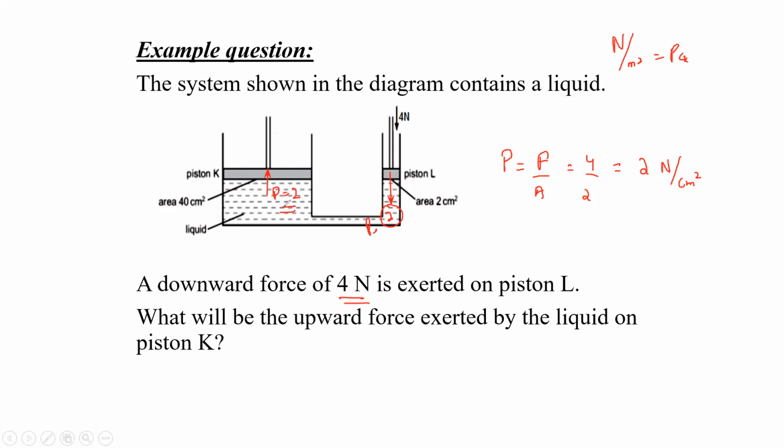So pressure is 2. Now to calculate the force, pressure is force over area. So pressure is 2, force we don't know, and area is 40. So this 40 is divided, on the other side it will be multiplied. So 2 multiplied by 40, the upward force will be 80 Newton. So we apply only a force of 4 Newton, but as a result, there is a force of 80 Newton on the other side. Yeah, the correct answer is 80 Newtons. Is this example clear?